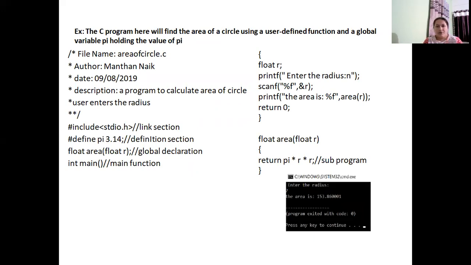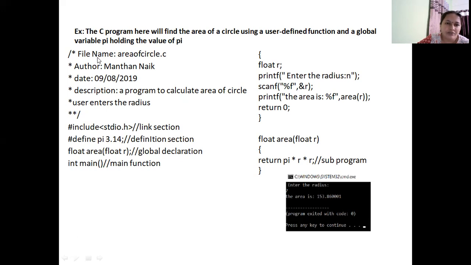This C program will find the area of a circle using the user-defined function. It makes use of pi as a global variable. Here you can make out that we have written certain comments using the symbol slash star and star slash. So whatever appears in between these symbols are called comments. This forms the documentation section of the program.